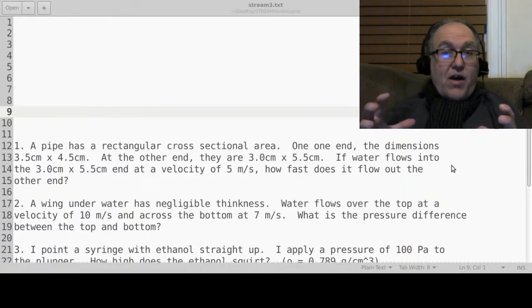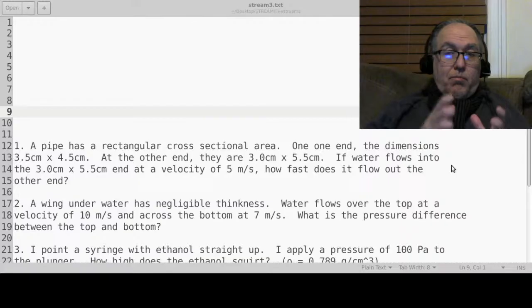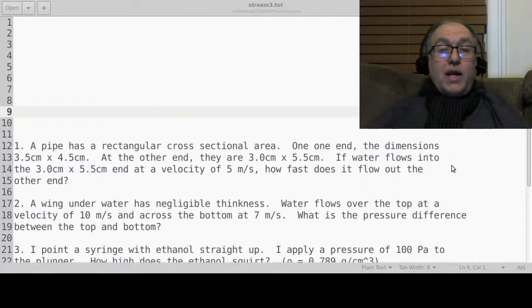But actually pressure itself is like an energy density, okay? And so if you take all three of those and add them together, P plus 1/2 rho v squared plus rho gh, that quantity, that energy density, is the same all the way through a fluid when it's flowing, under the assumption of laminar flow, okay? So those are the problems that we'll do with fluid dynamics.